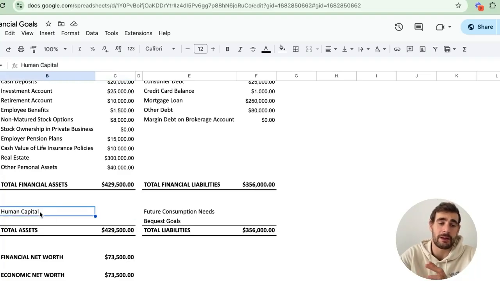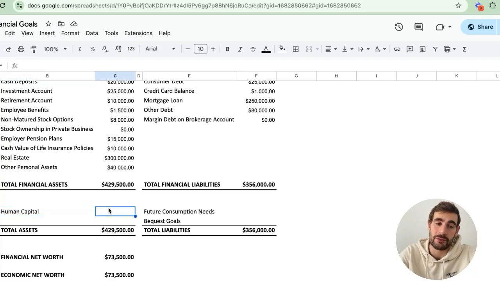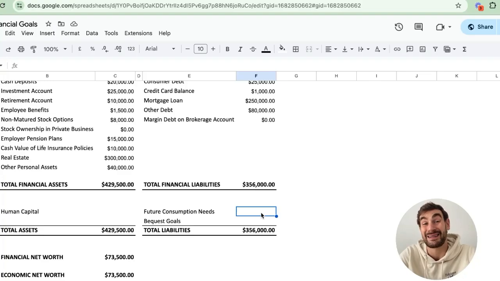So human capital is basically the present value of all the future cash flow that will be generated with your current employment or your forecasted business career. Okay? In terms of future consumption needs, these are the present value of all the future consumptions over the coming years. So while the human capital is a positive number, the future consumption needs is a negative number.